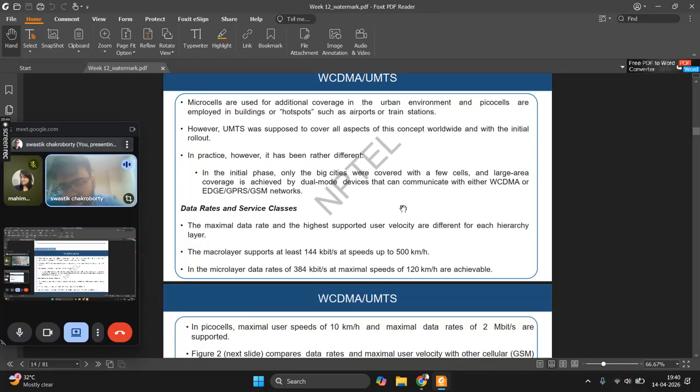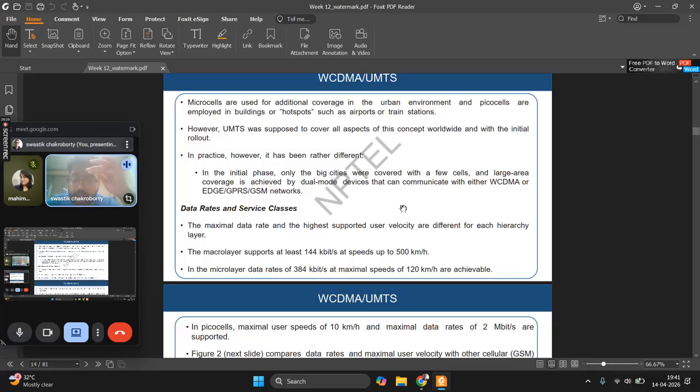Okay, now the maximal data rate and the highest supported user velocity will be different for each hierarchical layer. At the base station level, from base station to user, it is an air interface. There is lots of fading, shadowing, attenuation, so achieving a particular data rate there is tougher than achieving that in backhaul. In backhaul, you need huge data rate because you are transmitting a lot of users' data simultaneously.